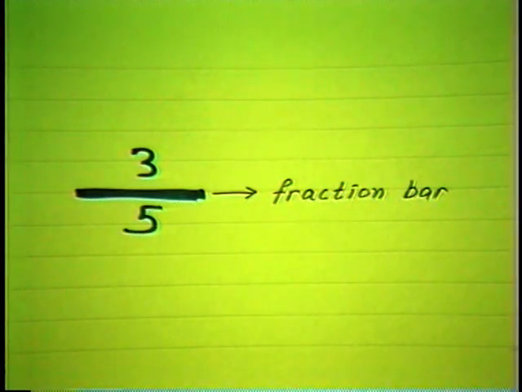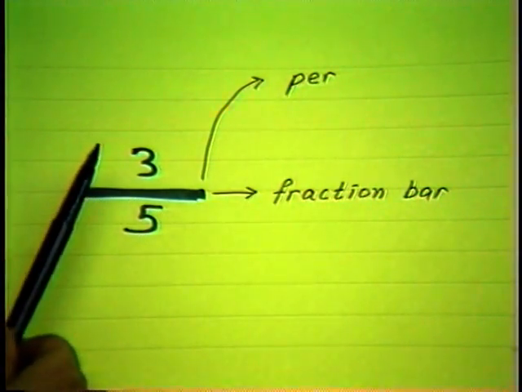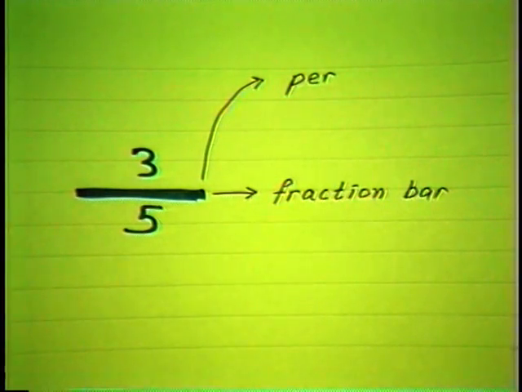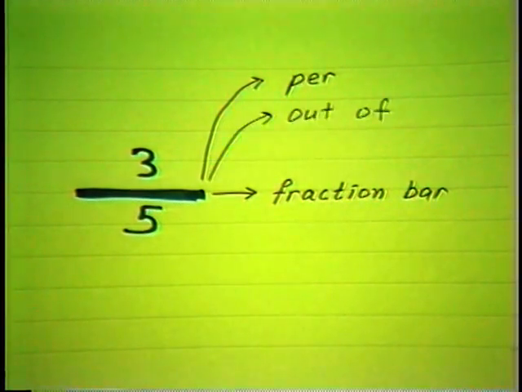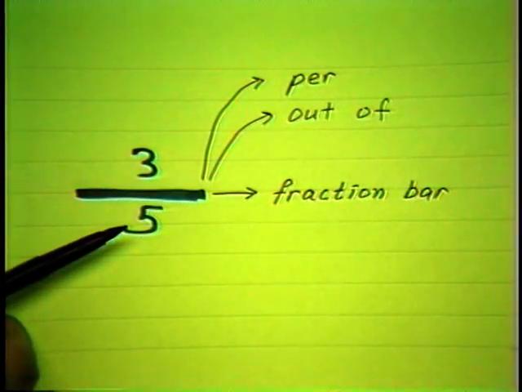Let's look at some examples. It means per. We could say 3 per 5 of something has happened. It also means out of. 3 out of 5 people voted.